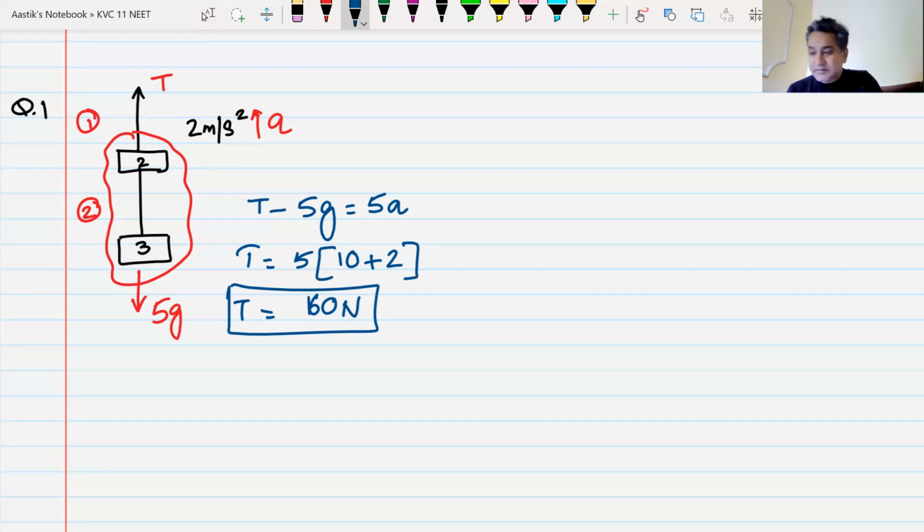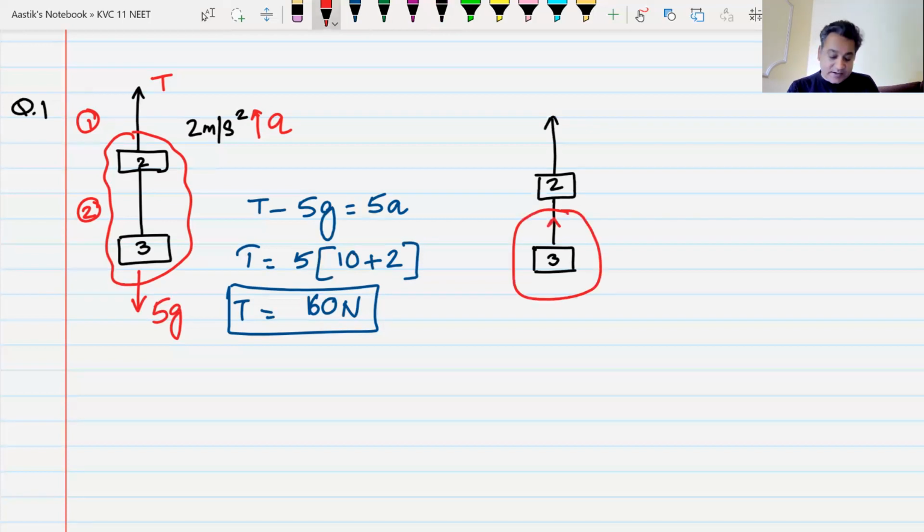How will we find the answer for the second part? For the second part, if I draw one more diagram so that it is very clear to all of you. Now, to find out the next tension, the lower tension, what would I do? I will just take this much as my system and let me call this as T1. If I draw the free body diagram of this thing only, the weight is 3G only and it is moving upwards with an acceleration A. Do we understand this?